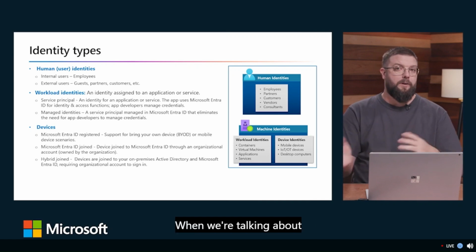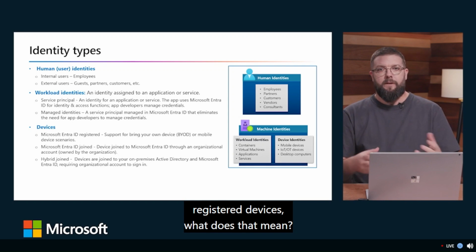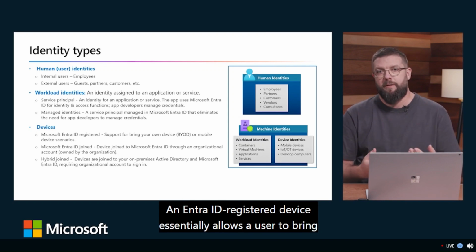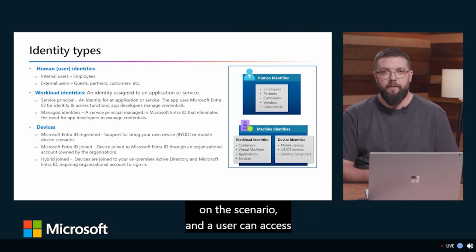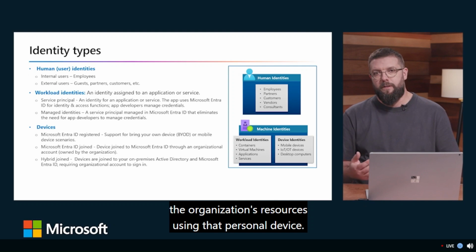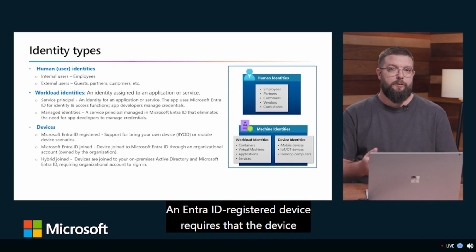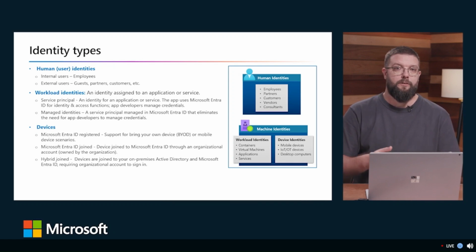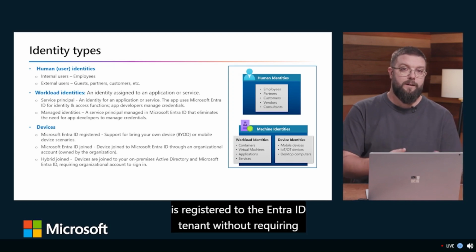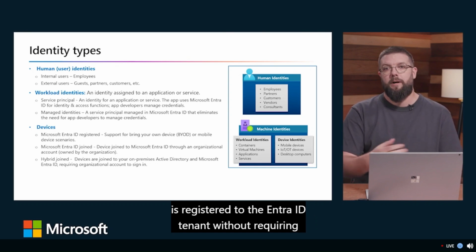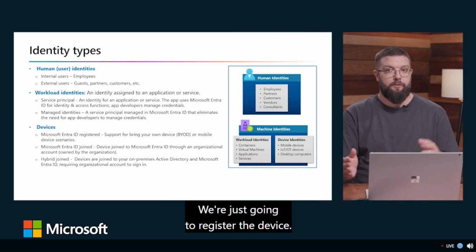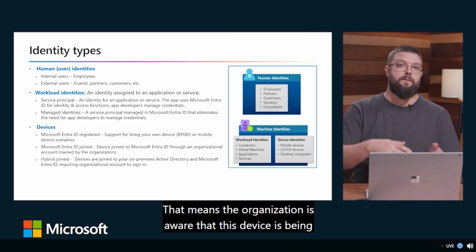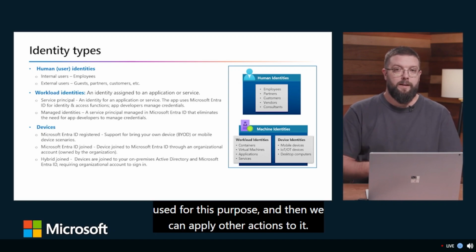So when we're talking about registered devices, what does that mean? An Entra ID registered device essentially allows a user to bring their own device or mobile device, depending on the scenario, and a user can access the organization's resources using that personal device. It requires that the device is registered to the Entra ID tenant without requiring an additional organizational account to sign into the device. So we're just going to register the device. That means the organization is aware that this device is being used for this purpose, and then we can apply other actions to it.